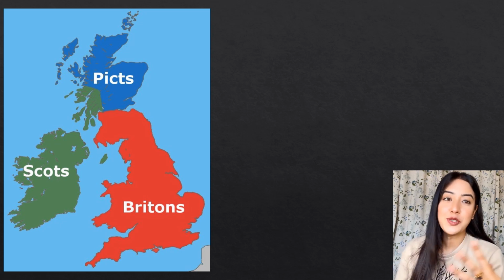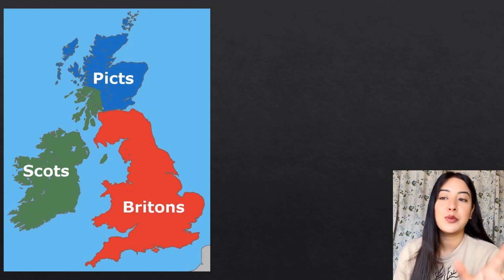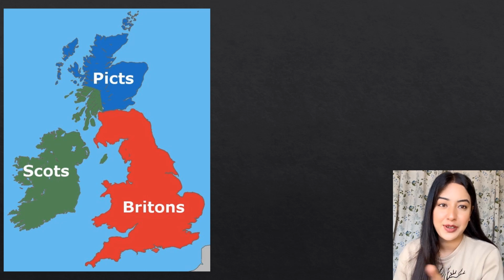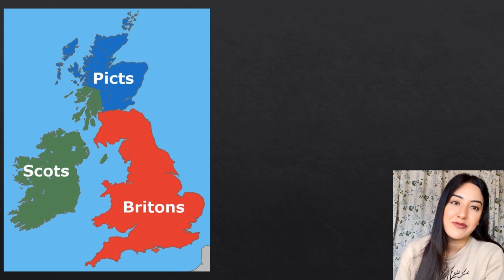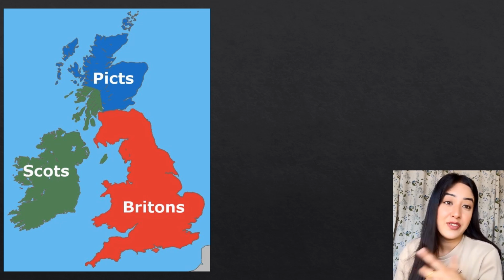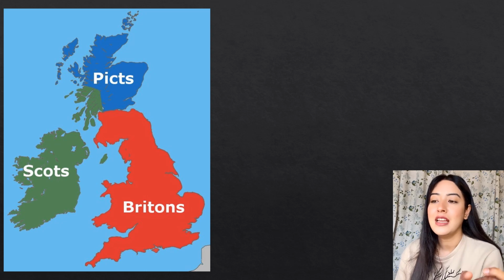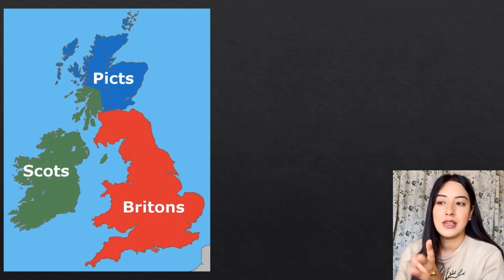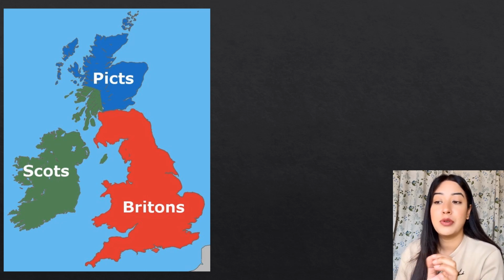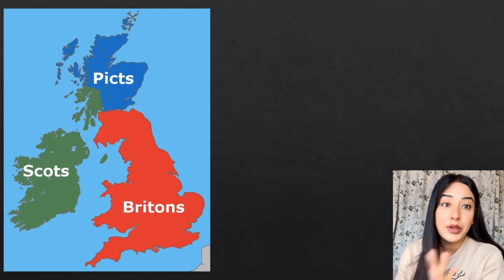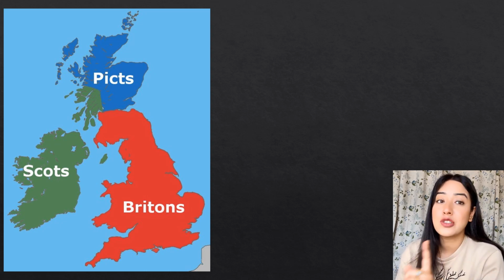So now I talked to you about the indigenous people who were living in this island of Great Britain. So let us just have a look at them first, okay? I've given you a picture for clear-cut understanding. This is an old picture, okay? There's Britons or Brythons, Picts and Scots, okay?